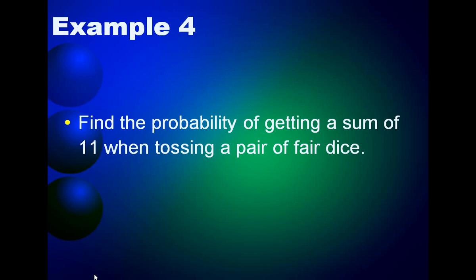Find the probability of getting a sum of 11 when tossing a pair of fair dice. Well, again, the first die you have 6 possibilities. The second die you have 6 possibilities. 6 times 6 is 36. And again, you can count those. They're in your book. Now the way to get a sum of 11 is 5 and 6 or 6 and 5. So there are 2 ways. So the probability is 2 over 36.